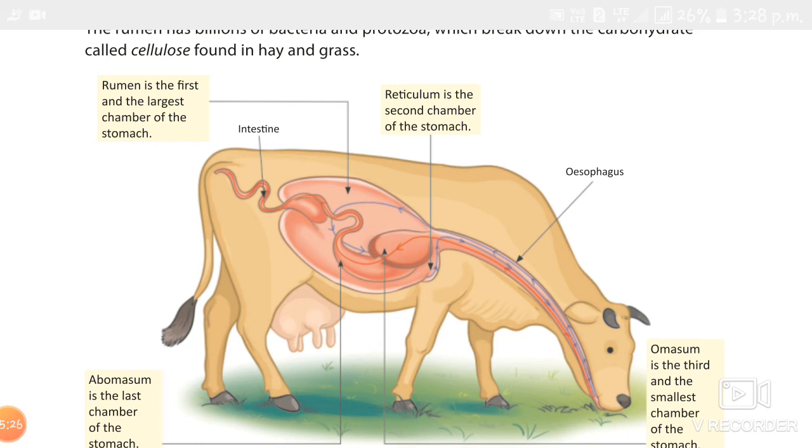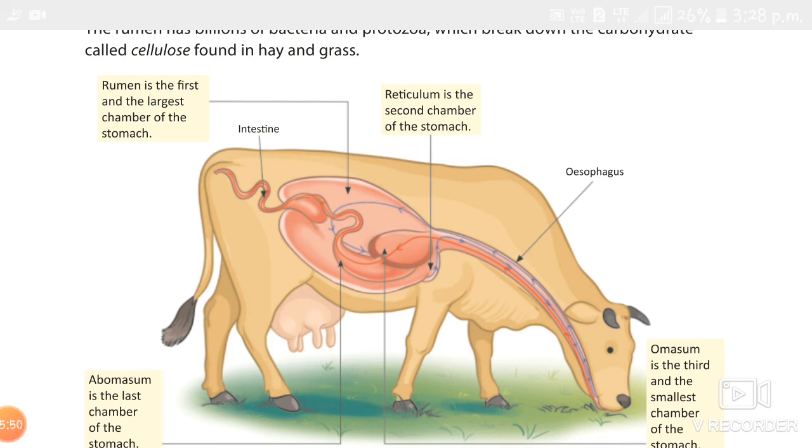Then we studied the process of digestion, the process of absorption, then assimilation, and then the process of egestion. Like that we studied. Understand that? So this is lesson 2.